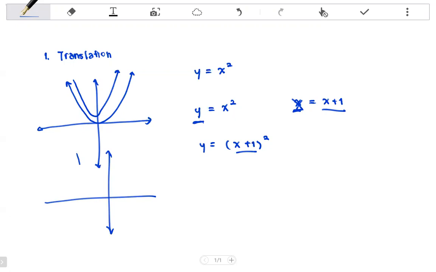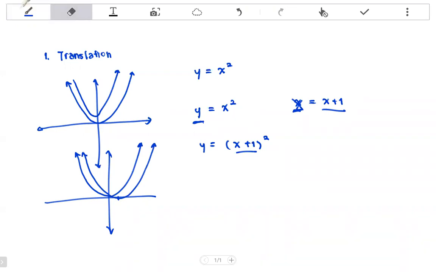Right now, we have y equals x squared. Left or right by adding 1 to the x? Well, we would think that adding 1 would move it to the right, right? We would think it would move like that.